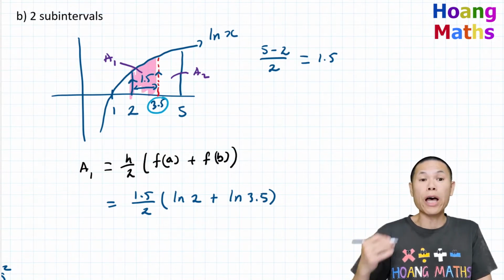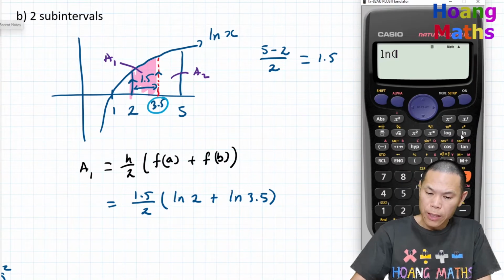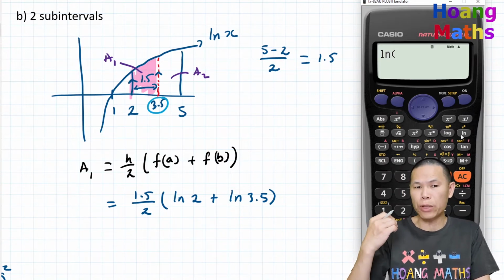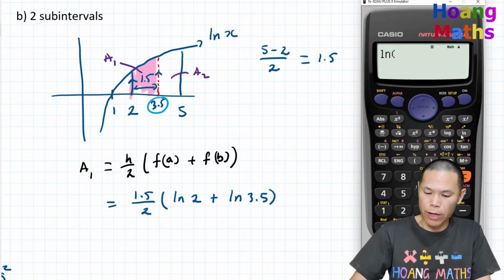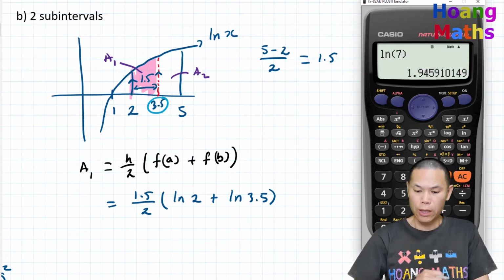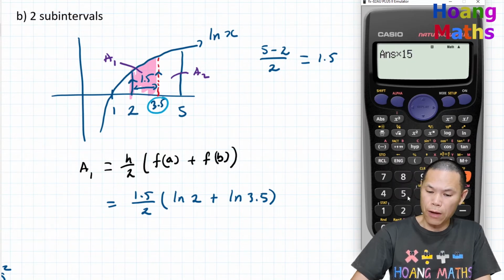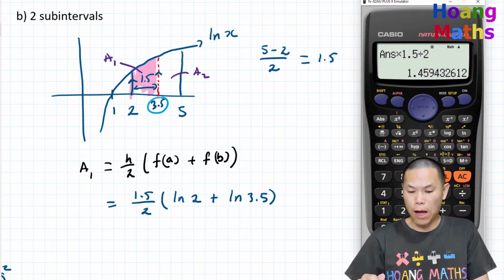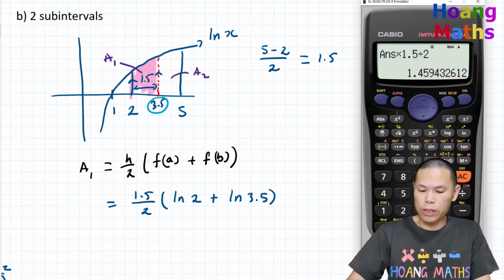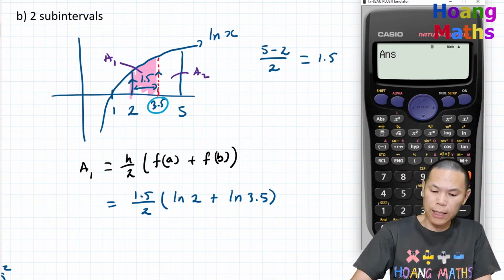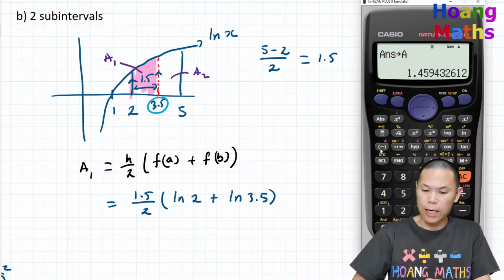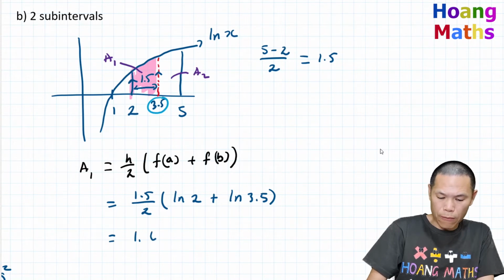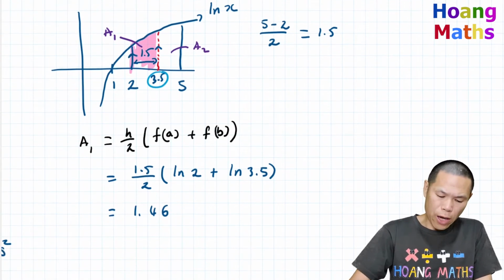And now I just put that on a calculator. So just go ln, okay, 2 times 3.5 gives me 7. So ln 7. Otherwise, you can just put ln 2 plus ln 3.5. Still correct, okay? I'm just using log law, that's all. Then what I do, I times by 1.5 and then divide by 2. So there you go, 1.459 and so on. Let me just store this in memory A because I'm going to use this later. I press answer, shift, store A. So 1.46 for now. So that is equal to 1.46.